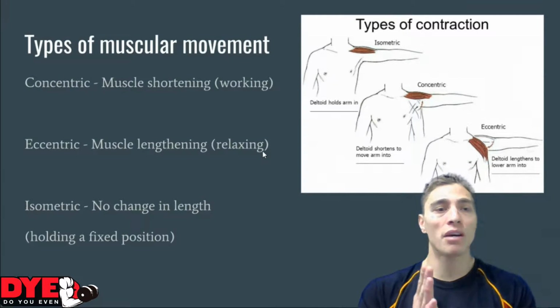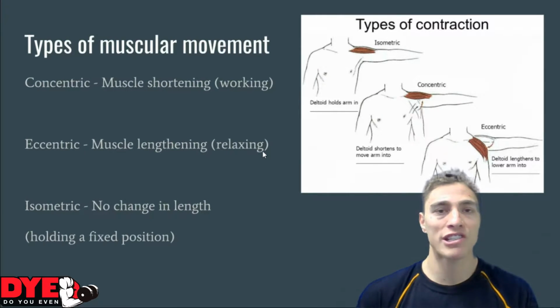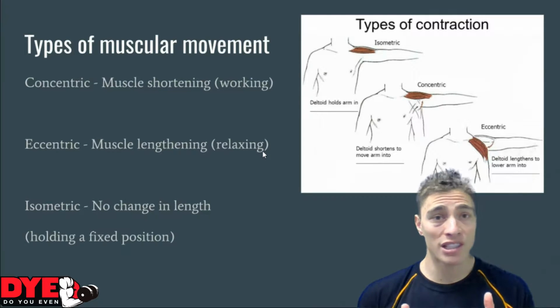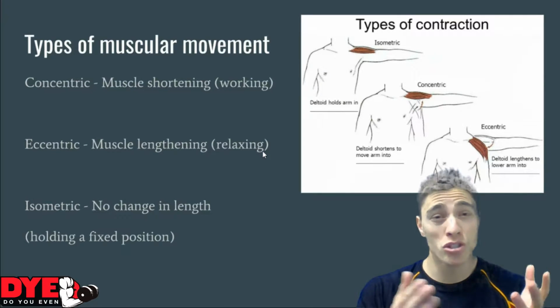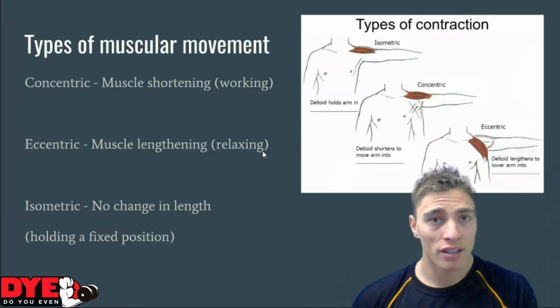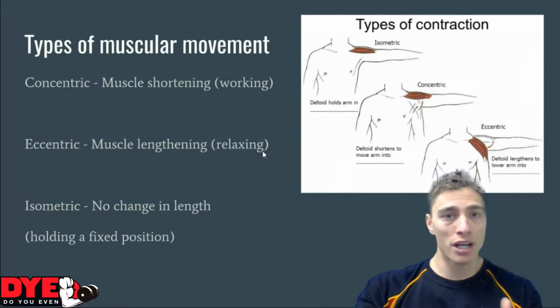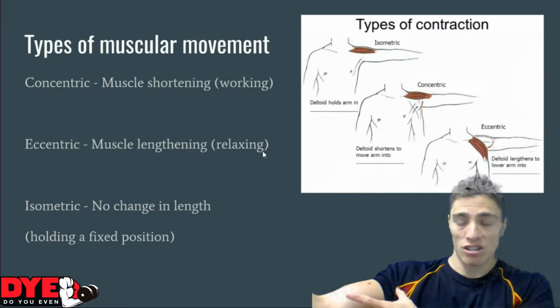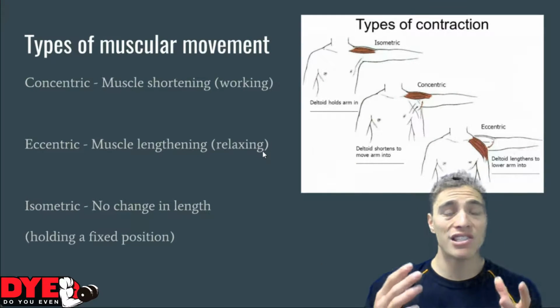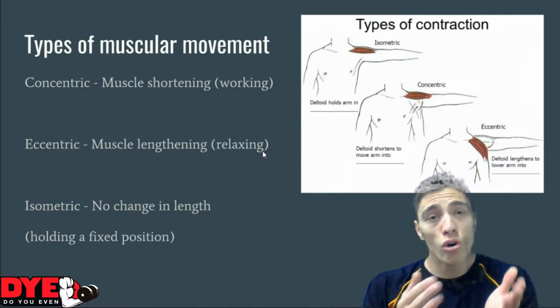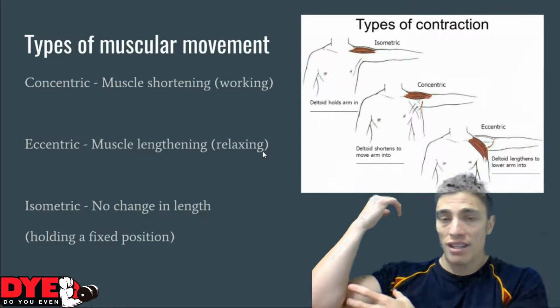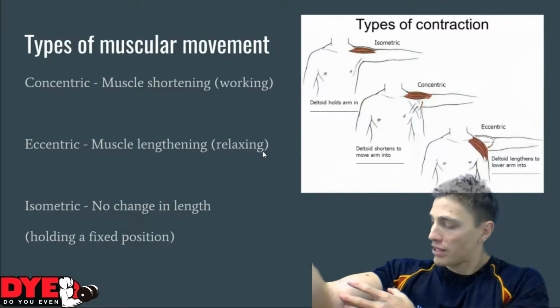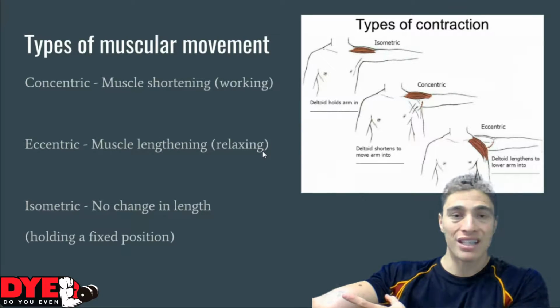There are three types of muscular movement or contractions. There's the concentric phase. This is when the muscle is shortening or working. Looking at our bicep curl, shortening the bicep, that means that's the concentric phase. Eccentric is when the muscle is lengthening or relaxing. So that is the eccentric phase of the bicep curl, when you're lowering it, the muscle is getting longer.